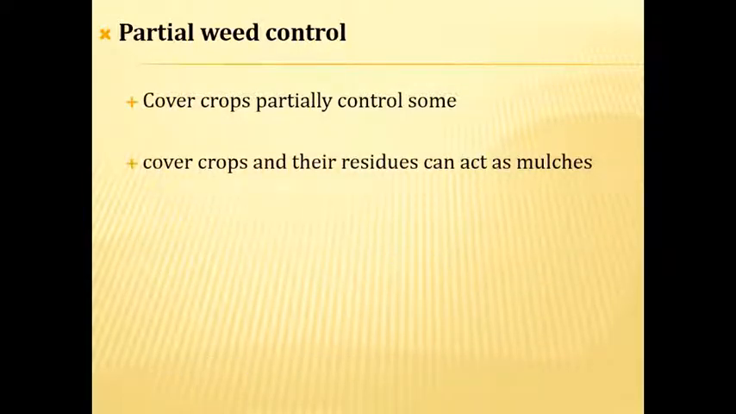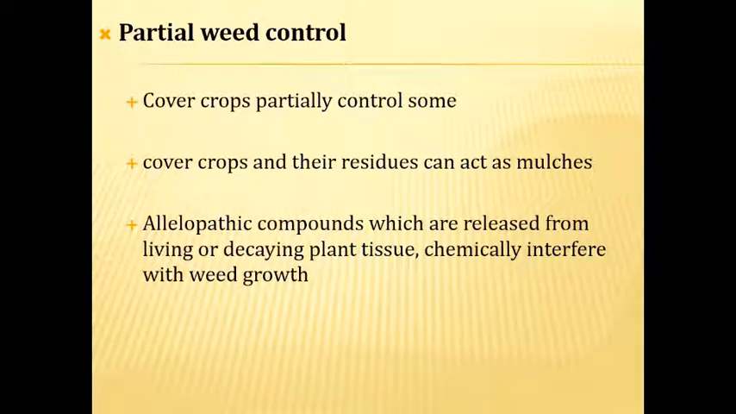Partial weed control is another benefit of cover cropping. Cover crops partially control some weeds by competing with them for light, moisture, nutrients and space. Cover crops and their residues can act as mulches or physical barriers by smothering weeds, suppressing weed seed germination and growth, and lowering soil temperatures. Allelopathic compounds, which are released from living or decaying plant tissues, chemically interfere with weed growth.